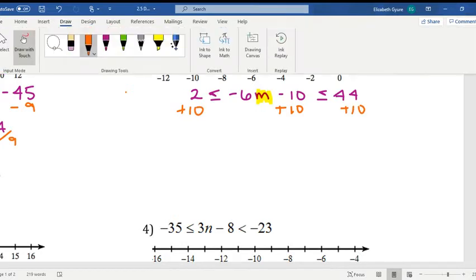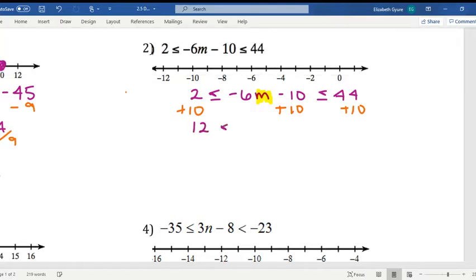Good. 2 plus 10, not 2 times. 2 plus 10 is 12. Is less than or equal to? You're thinking 6 plus 10, but in the middle here, Alex, these 10s are just going to cancel. So in the middle, you're just going to have negative 6m. Does that make sense? Okay. And then on the other side, you're going to have 44 plus 10, which is 54. Now we have a negative 6m in the middle.